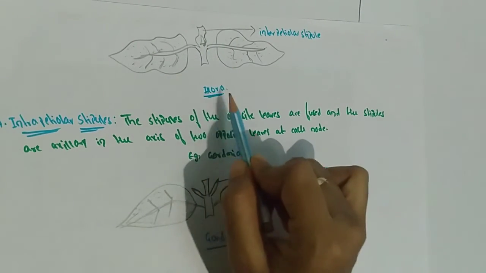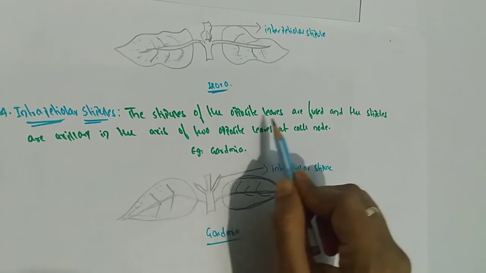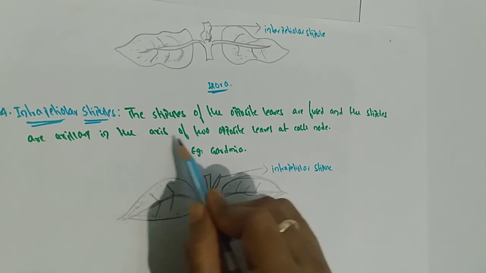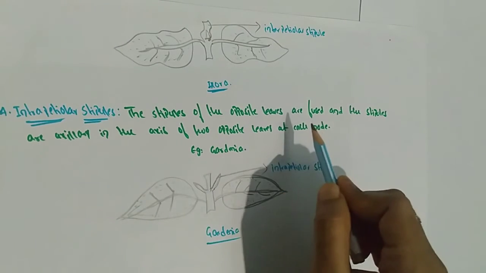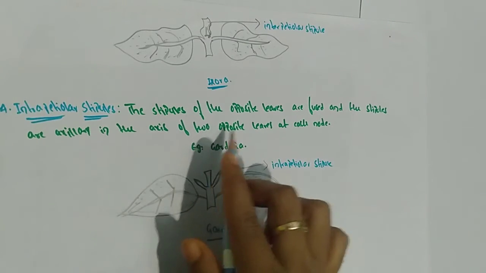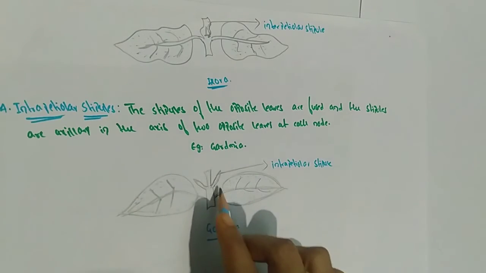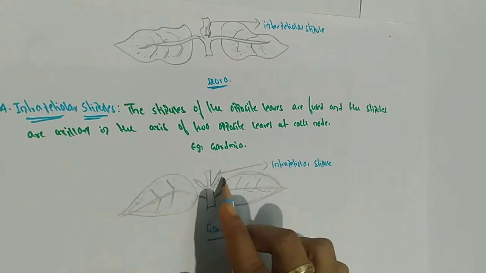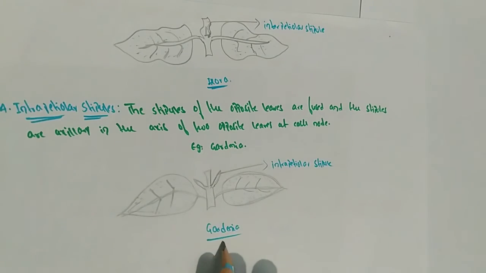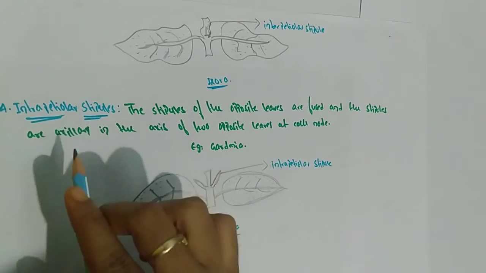Example: Ixora. Next, intrapetiolar stipules. The stipules of opposite leaves are fused, and the stipules are axillary, in the axils of two opposite leaves at each node. Here axillary means corresponding: in the axils of opposite leaves at each node, the stipules are fused. Example: Gardenia. Here inter means between, and intra means within.